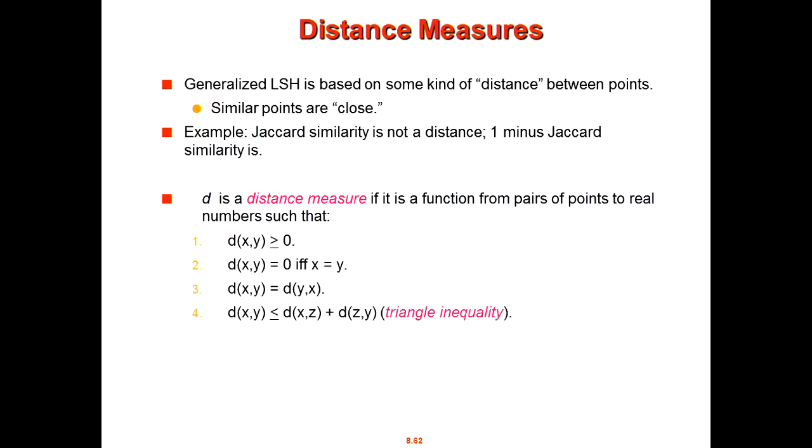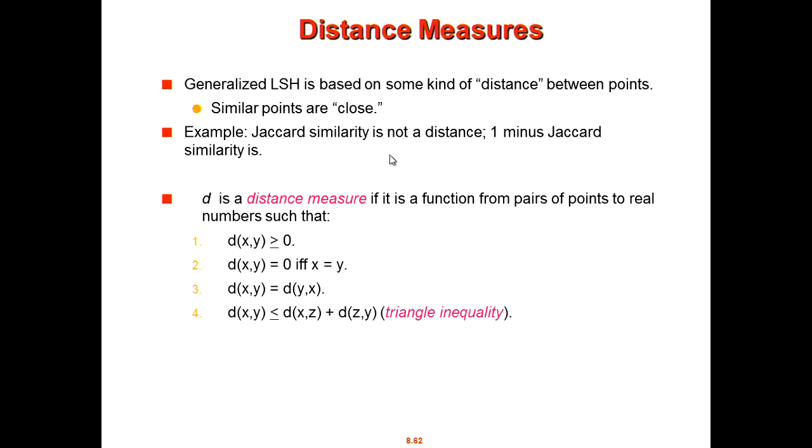Next is about some other distance measures. As said before, the hashing techniques correspond to the distance measure or similarity measure you use. A generalized LSH is based on some kind of distance between the points, and similar points are close to each other. So similar points have smaller distance.